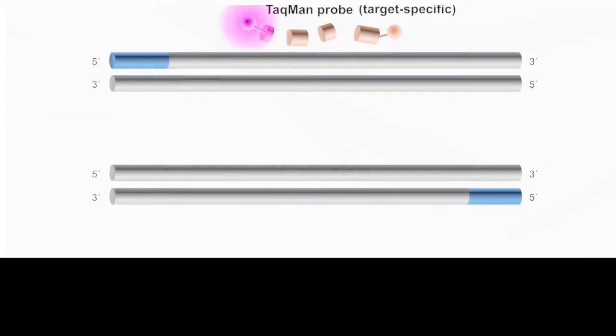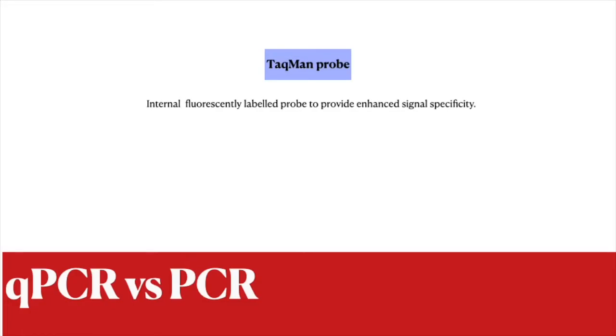So a bit more about these specific fluorescent probes that you can incorporate into your qPCR, or you usually incorporate if you're not using just the double-stranded DNA binding dyes.